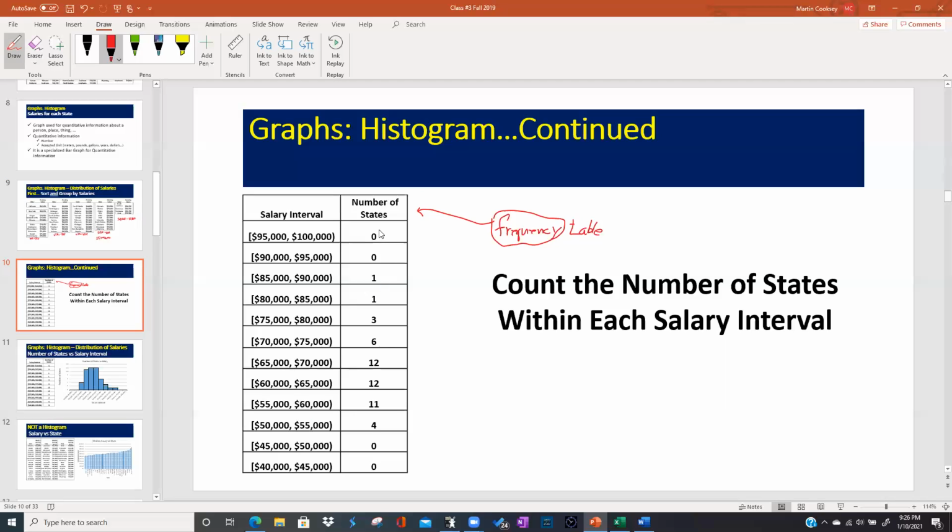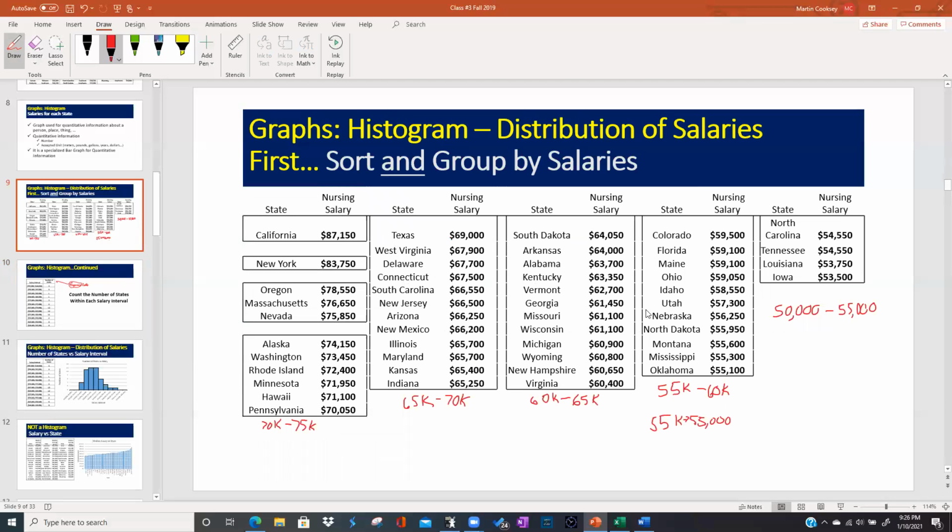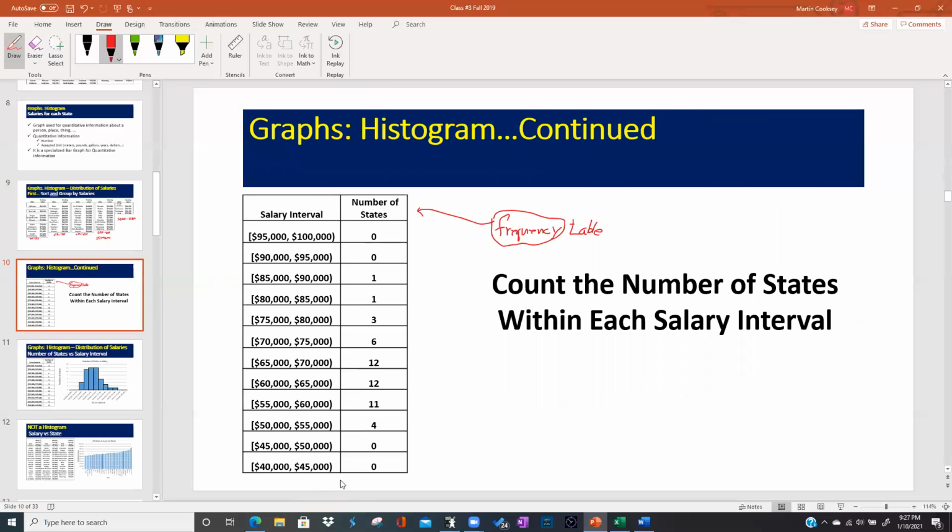And if we do that for all of these intervals, because we kept track for every state, and we counted how many states are in, let's say, 50K to 55K, we have 1, 2, 3, 4. And in this frequency table, we have, lo and behold, 4 for that salary interval. So this is what we call a frequency table. And now we want to take this frequency table and create a graph out of it.